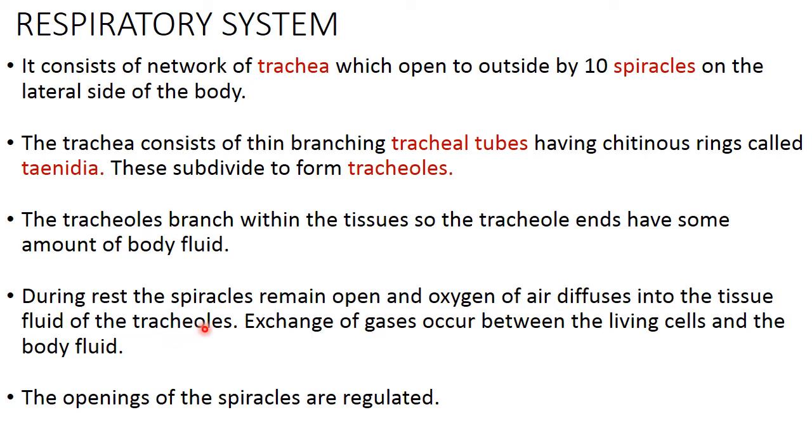So, where these tracheoles enter the tissues, exchange of gases will occur between the living cells of the cockroach and the body fluid present in the tracheoles. In this body fluid at the tips of the tracheoles, the air oxygen will dissolve, and then it is going to enter the tissues. And the openings of the spiracles are regulated.